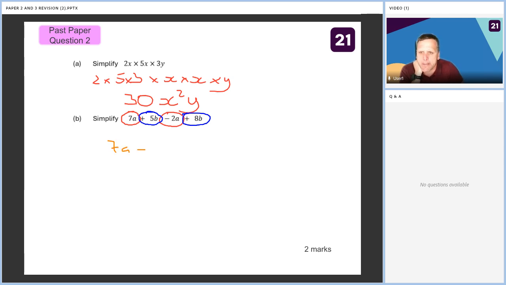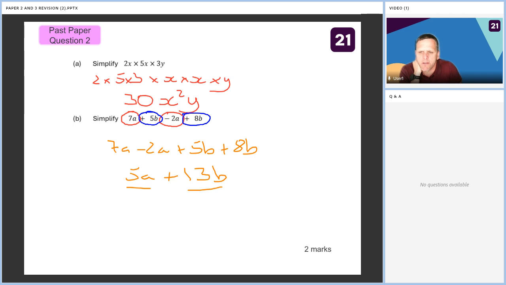So we've got 7a minus 2a, because I've circled the minus in front of the 2. Then I've got plus 5b and plus 8b. We can join these together. So 7a take away 2a's gives us our 5a, plus our 5b plus 8b gives us our 13b. And we've got our answer. We can't do any more because we haven't got any more like terms.